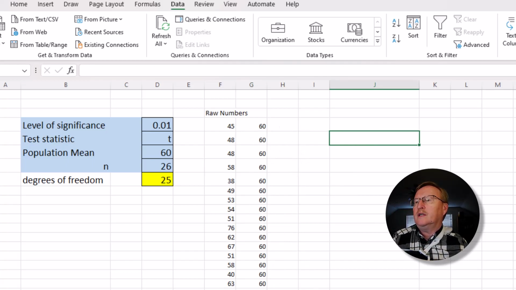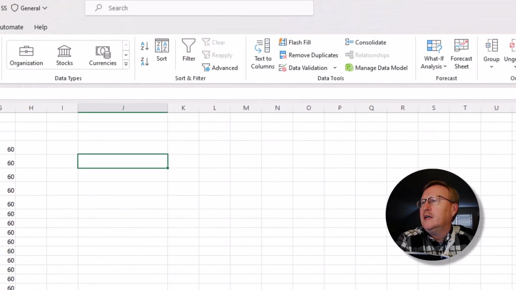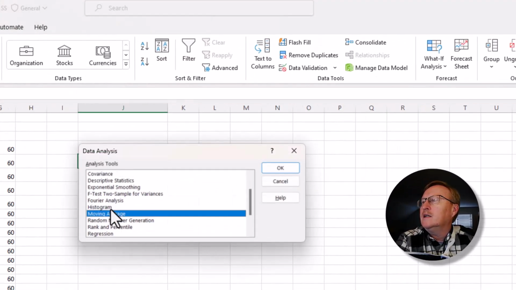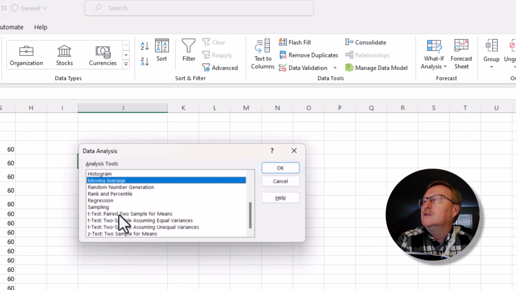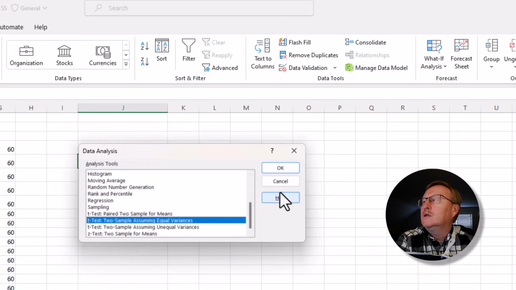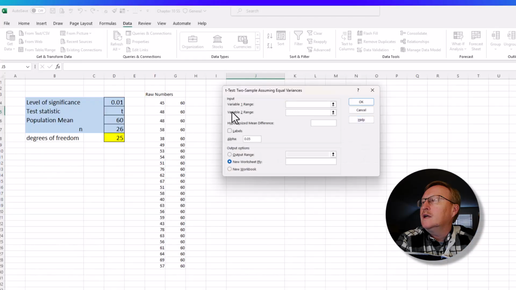So basically think about this. This is what we're tricking it into thinking, that this is a separate sample, which in reality, in this example, is a different population. But this population mean is 60. And in this case, the variance in this is 0. Now we know that there's some variance, but this is how we're going to trick Excel into calculating a 1 sample t-test. So let's go back up, data analysis, and we're going to go down to 2 sample, assuming equal variances, and we're going to hit OK.